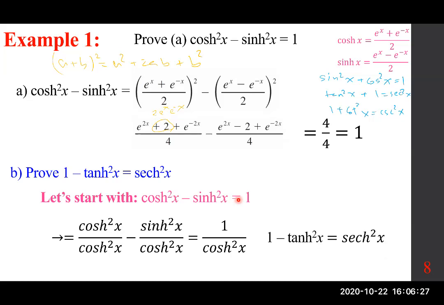This becomes 1. This becomes minus hyperbolic tan squared. And this is 1 over cosh squared, so hyperbolic secant squared. So it's fairly simple, okay?